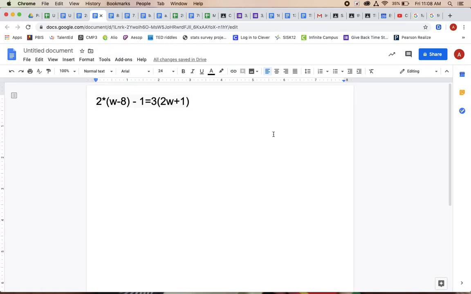Do a more complex problem where there's distributing on both sides and variable terms and non-variable terms on both sides. Okay, so it's really not that difficult once you know what you're doing. So let me try to break it down for you.